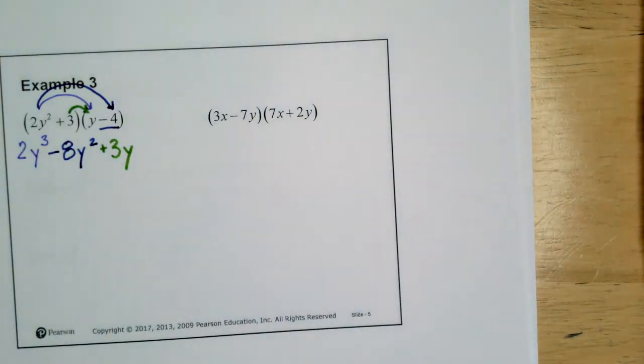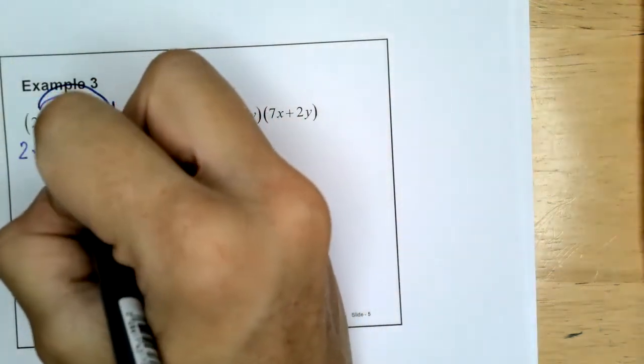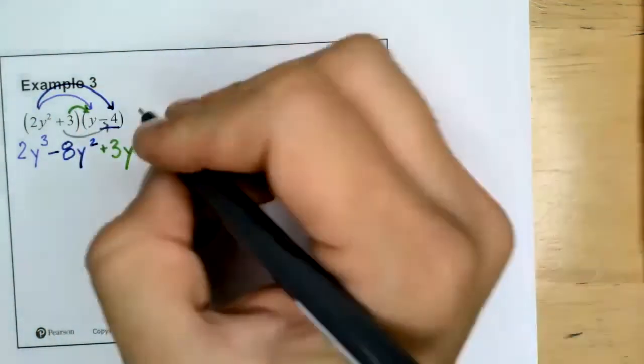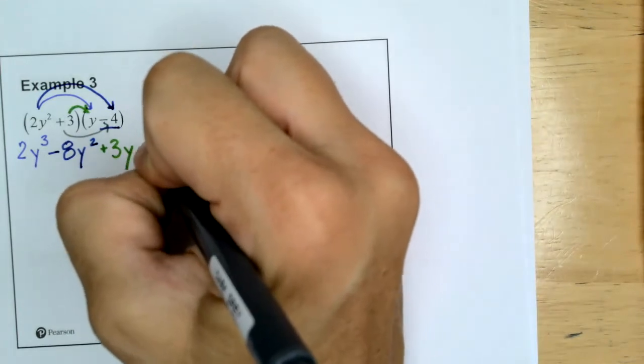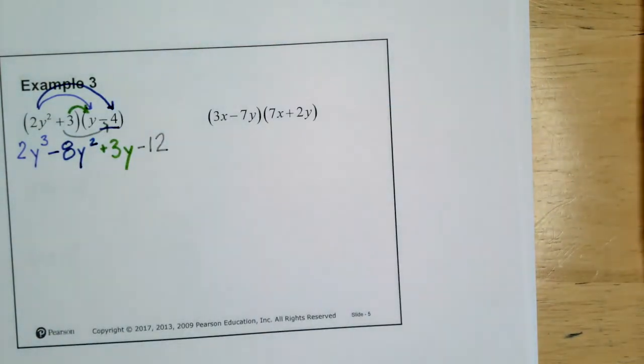And then positive 3 times negative 4 becomes negative 12. Final answer.